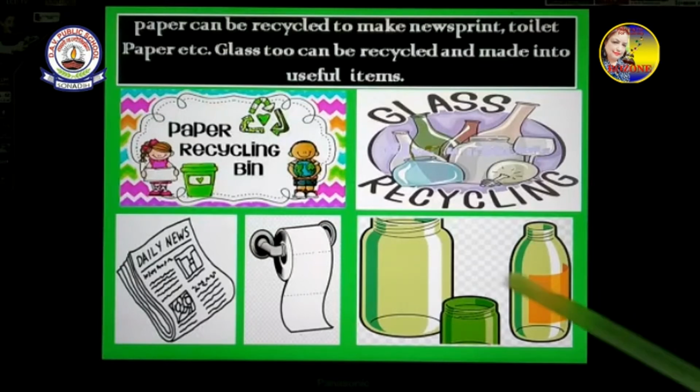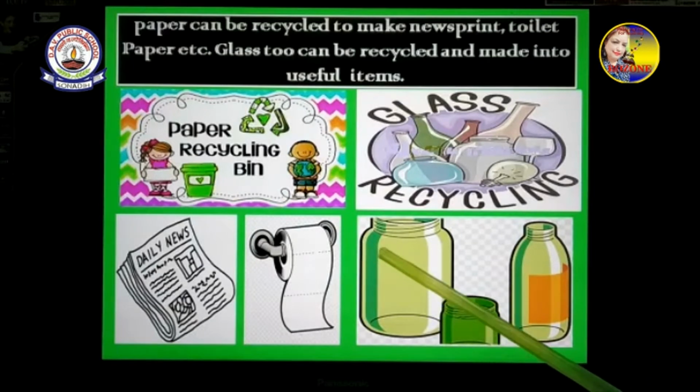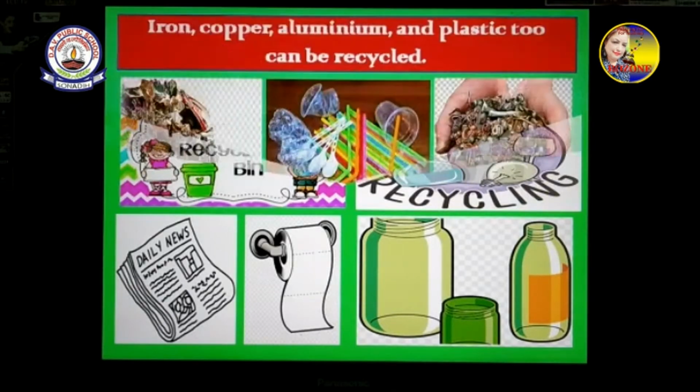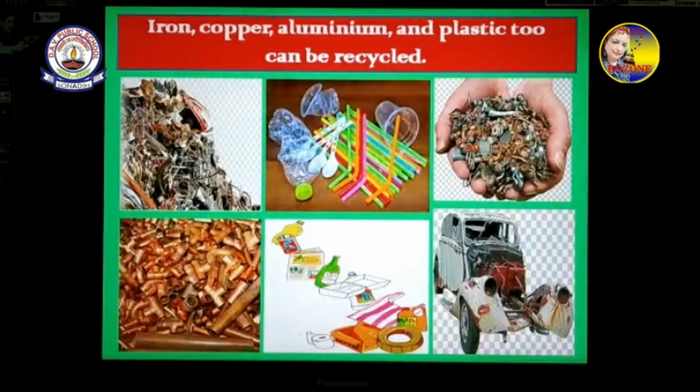See, from paper, whatever we throw outside, so many bits of paper, cardboards, all these things we throw, no? All those are collected and again recycled in the factories and then made into this newspaper. Can you see? And then toilet papers, which we use in the toilets and hotels and rest houses and all. Then you see glass also is recycled and made into a new product. Iron, copper, aluminium and plastic too can be recycled.